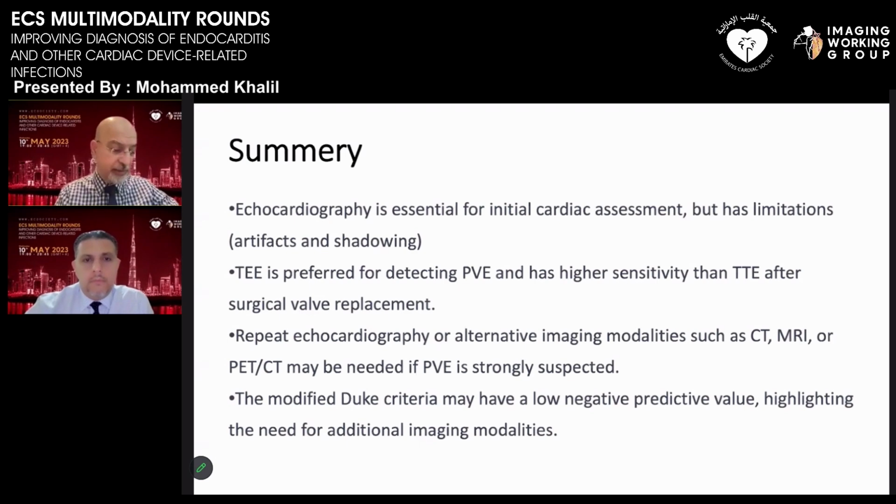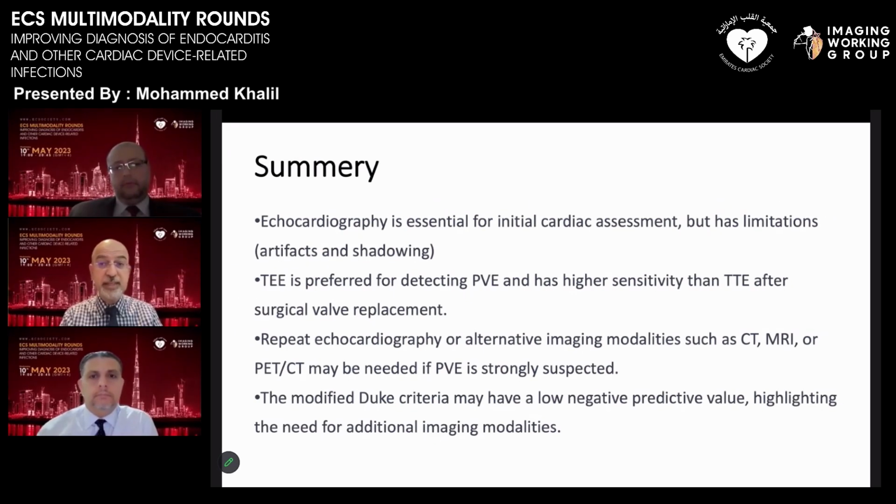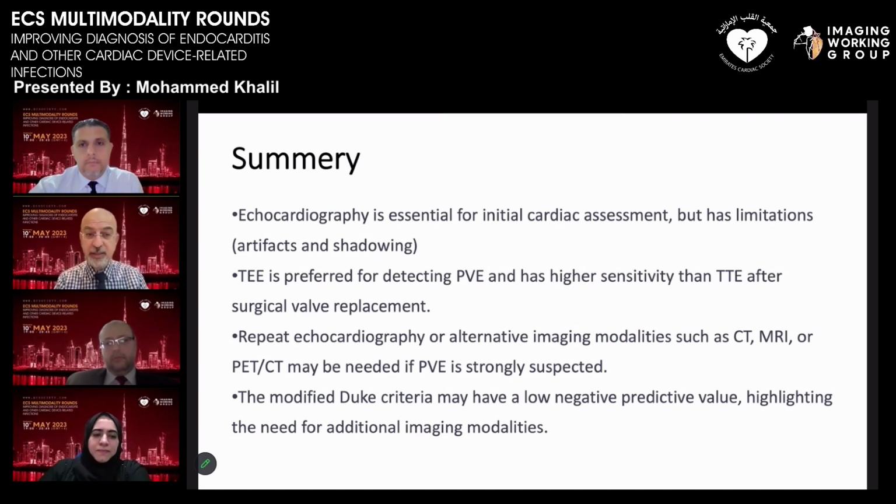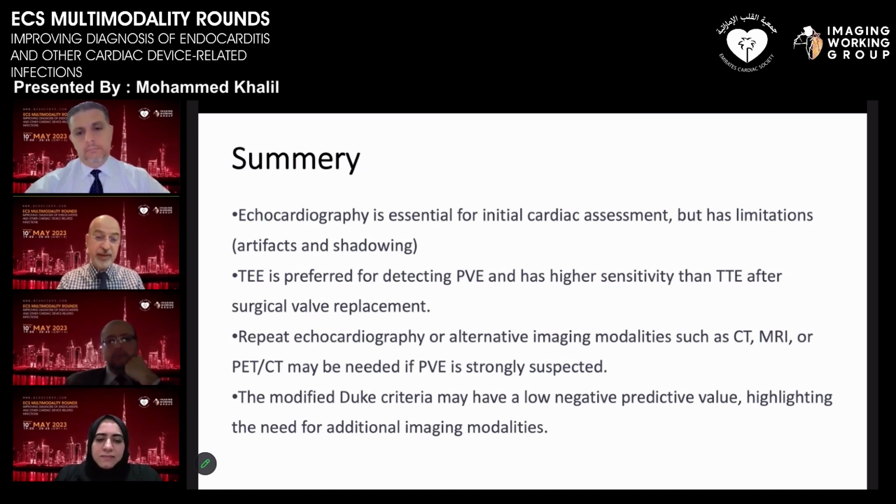So, in summary, echocardiography is essential for initial cardiac assessment, but has its own limitations, as I mentioned before. TEE is preferred for detecting prosthetic valve endocarditis, with higher sensitivity. Repeat echocardiography is essential if your suspicion is still high and you do not make a diagnosis, but if your suspicion is still high, do not stop there. Use other modalities. And remember, modified Duke criteria along with echo have low negative predictive value, and that's why we follow a certain approach.